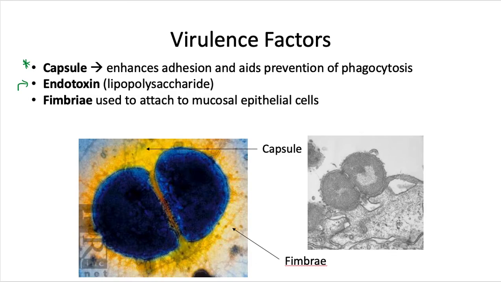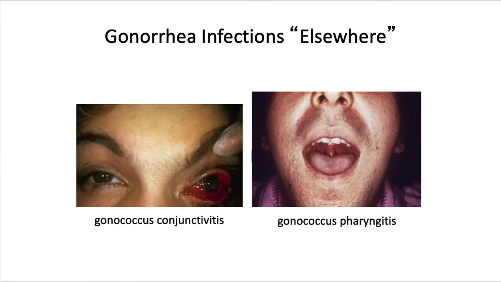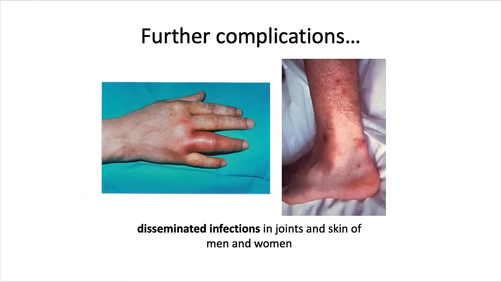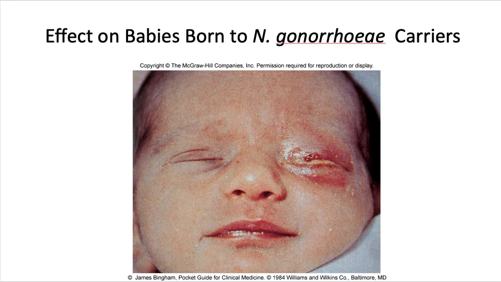Gonorrhea infections have several complications. They can occur outside of the genital tract. So gonorrhea infection can infect the eye, causing conjunctivitis, or it can infect the throat, causing pharyngitis. The infections can also spread or disseminate. So they can spread to other parts of the body and infect joints or even skin. And babies born to those that have a gonorrhea infection can also come down with those eye infections, similar to what we saw with chlamydia.